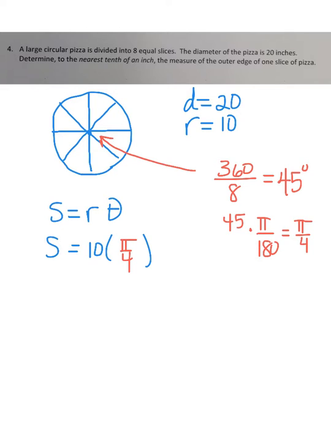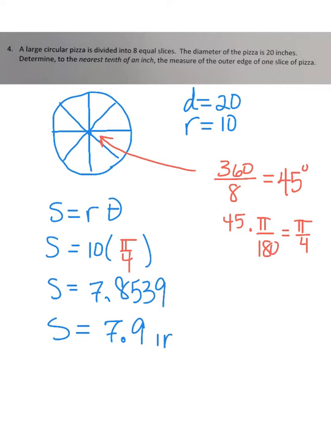All right, then from there, we just throw that into our calculator, and just like the last question, please make sure that when you're doing this, you're doing 10 times alpha y equals, put pi in the numerator, 4 in the denominator. Okay, and we're going to get a decimal value, 7.8539, and it says to the nearest tenth, so that means that the length of the arc is going to be 7.9 inches.